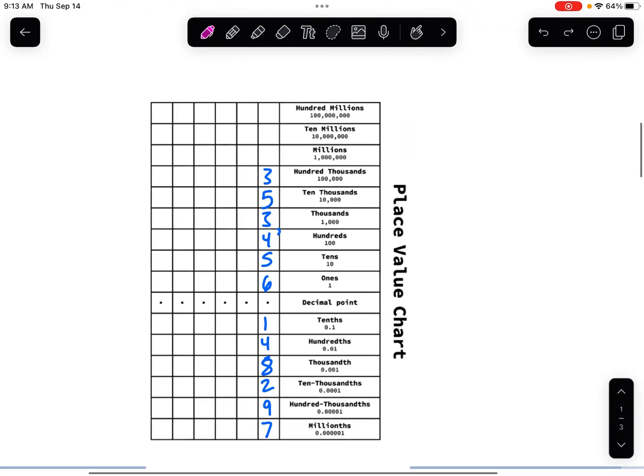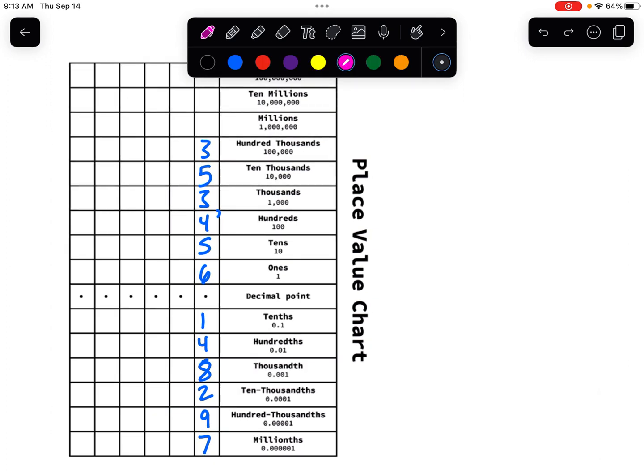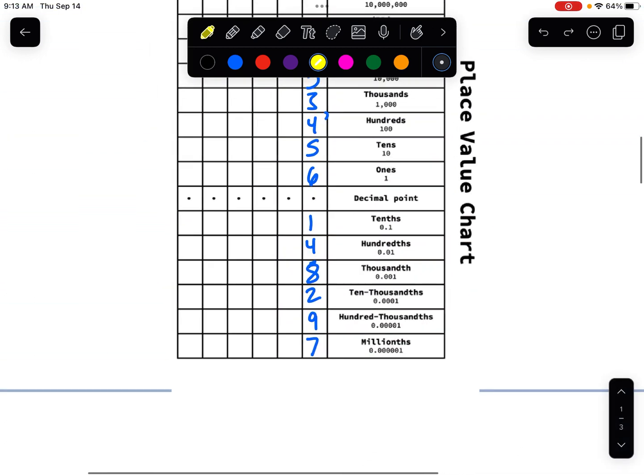And then here I've got this chart sideways, so it might be easier to read. Again, the same number. We've got 353,456.148297. All right. And here again, you can see where all the place values are. We've got ones, tens, hundreds, thousands, 10,000s, 100,000s. And then looking at the decimals, we've got tenths, hundredths, thousandths, 10,000ths, 100,000ths, and millionths. So I hope that this is a little bit helpful for you.